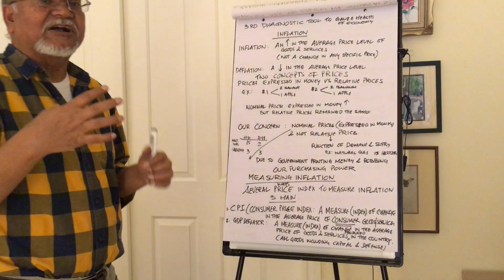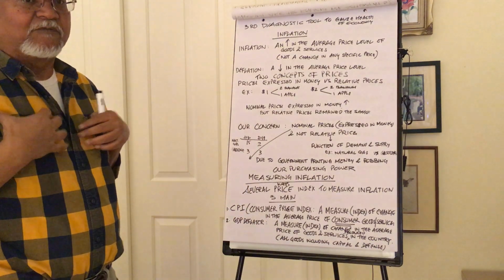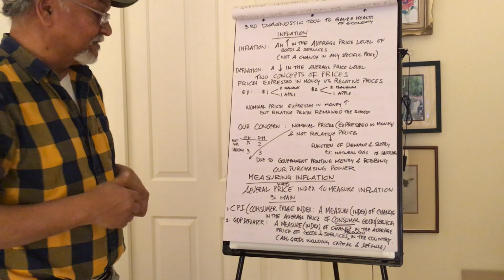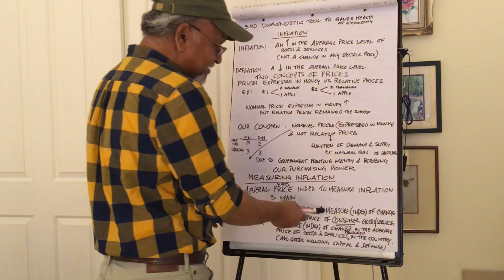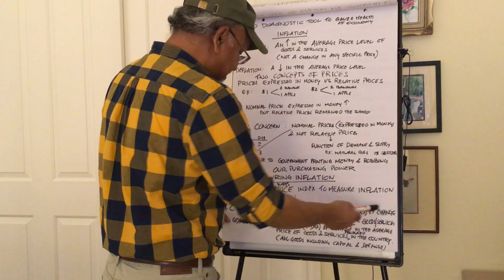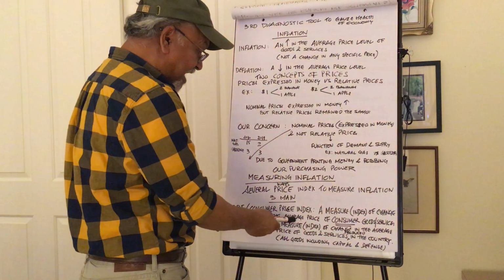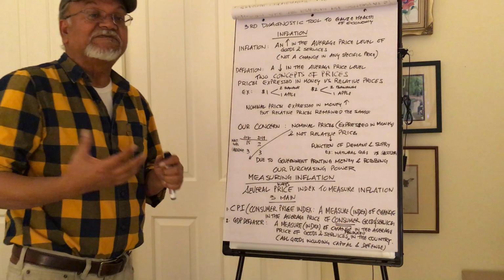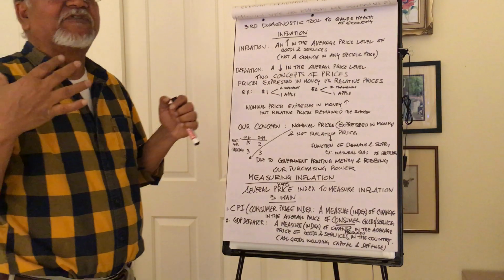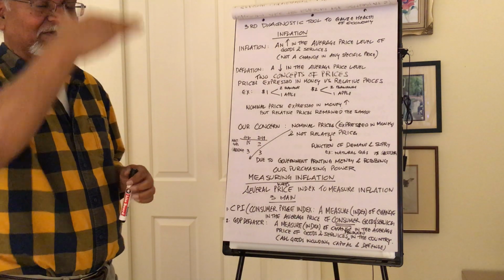This index keeps track of our purchasing power. What's going on with our purchasing power? So the definition is, this is a measure, an index of change in the average price level of consumer goods and services. So goods and services that we buy, it keeps track of inflation for that, what happened with the price level, what we pay.